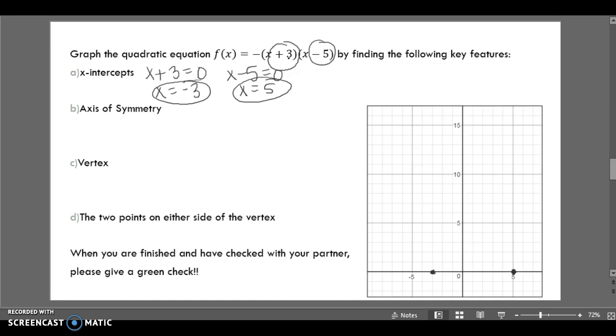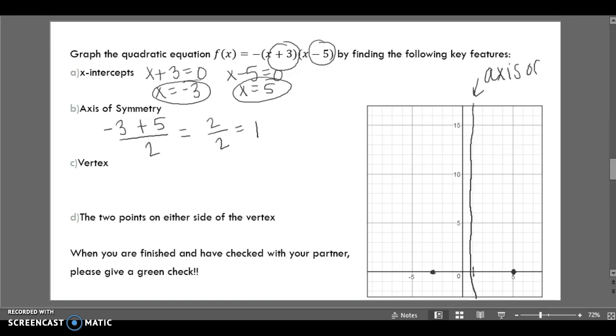The axis of symmetry is going to be negative 3 plus 5 over 2. Negative 3 plus 5 is 2. 2 divided by 2 is 1. So 1 is right here. We're going to draw our best vertical straight line, which is not going to be easy. Okay, we tried our best. That's our axis of symmetry right there.